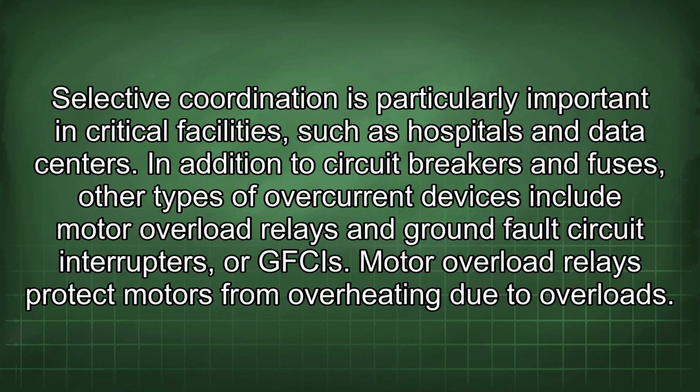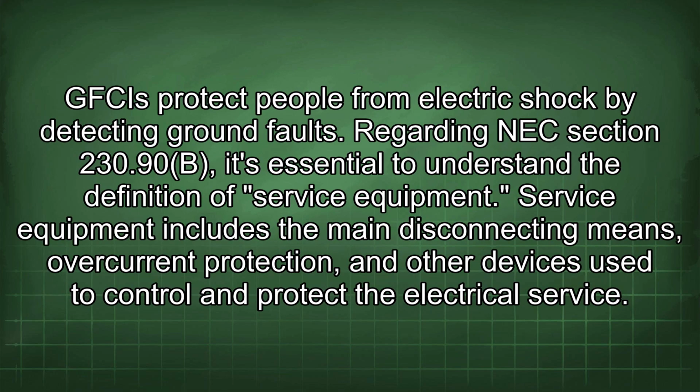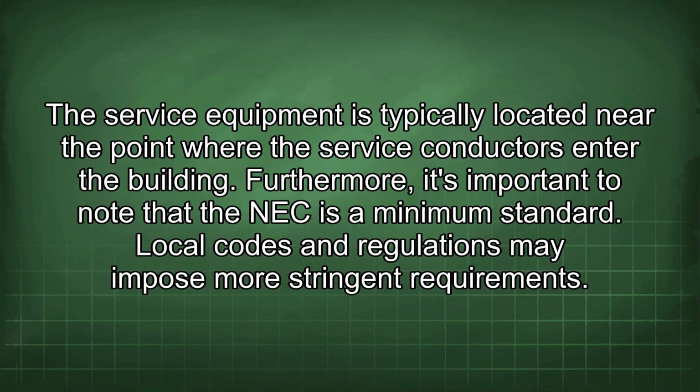In addition to circuit breakers and fuses, other types of overcurrent devices include motor overload relays and ground fault circuit interrupters, or GFCIs. Motor overload relays protect motors from overheating due to overloads. GFCIs protect people from electric shock by detecting ground faults. Regarding NEC section 230.90(b), it's essential to understand the definition of service equipment. Service equipment includes the main disconnecting means, overcurrent protection, and other devices used to control and protect the electrical service. The service equipment is typically located near the point where the service conductors enter the building.